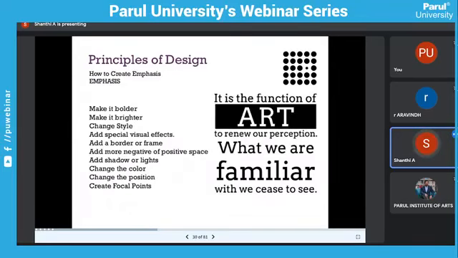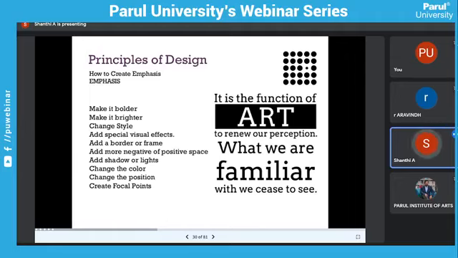So here again, they have given a few examples of how we can grab attention. For example, if I'm writing an article, or a column, how can I make it more attractive? These are a few examples. One thing, I can make the fonts very bold. Second thing, I can make the fonts brighter.